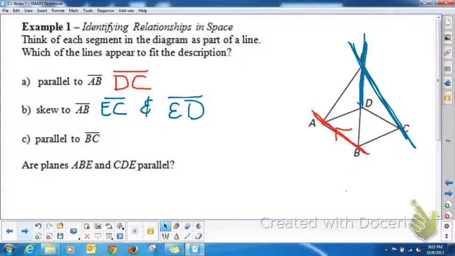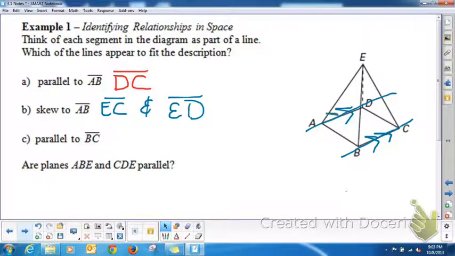So now let's find a line that's parallel to BC. See if you can identify one. Here's BC. What line is parallel to it? AD. That's true. Line AD.